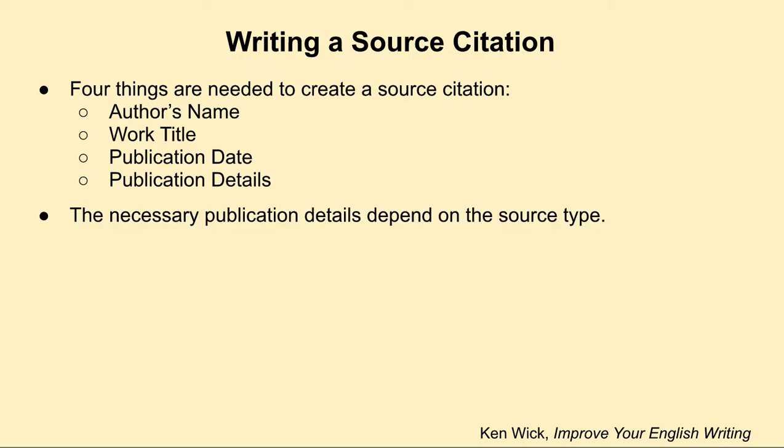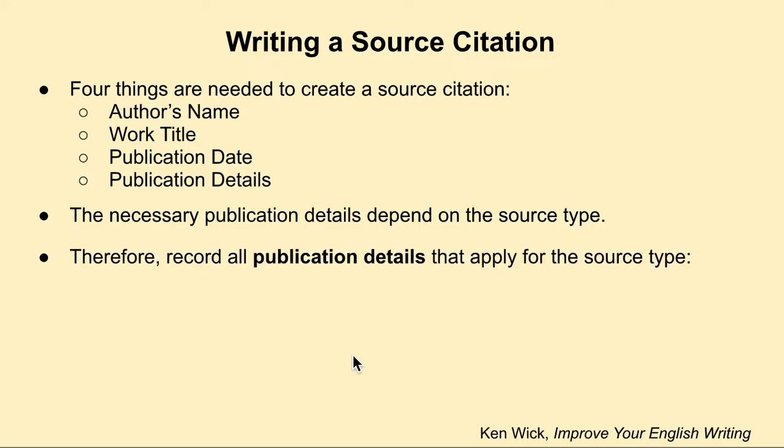So the necessary publication details, the last bullet here, those publication details depend on the source type. Is it a book? Is it a magazine? Those differ, but everything will always have an author's name, work title, and publication date. But other things for the source citation will depend on the source type. So what you want to do is record all the publication details that apply to the source type. And I'm going to go through, like I said, I'm covering 4 types, so I'm going to go through those 4 types. I decided to start with web page first, just because it fits on this slide.